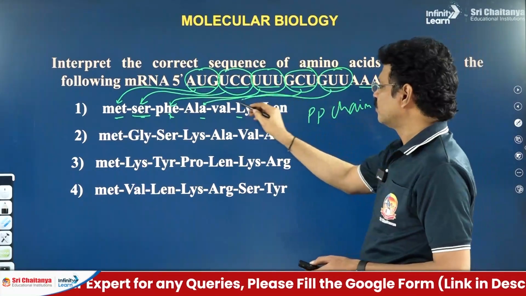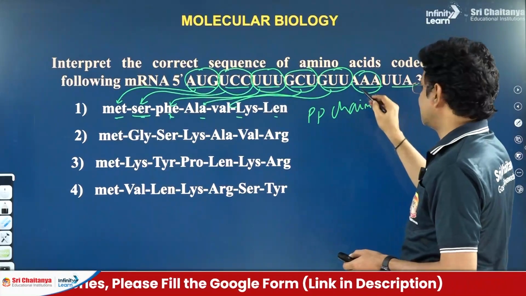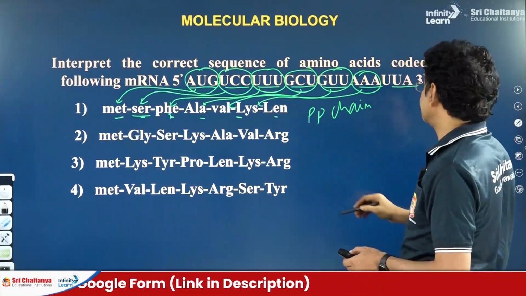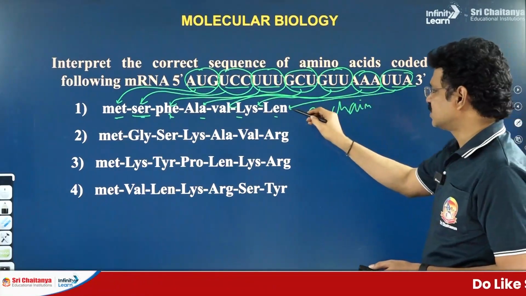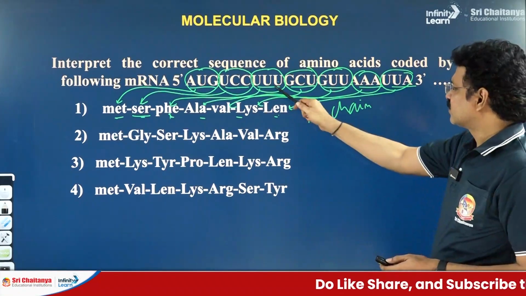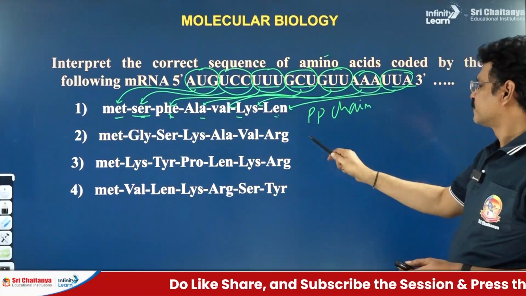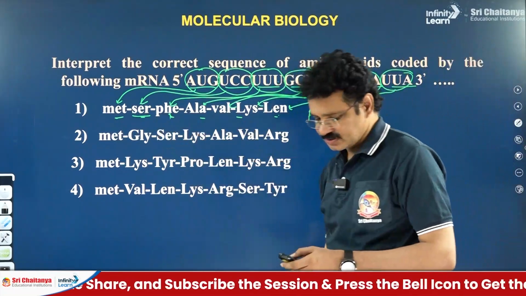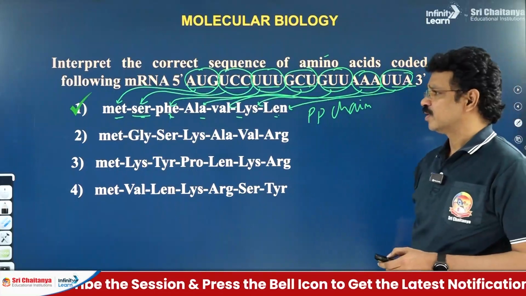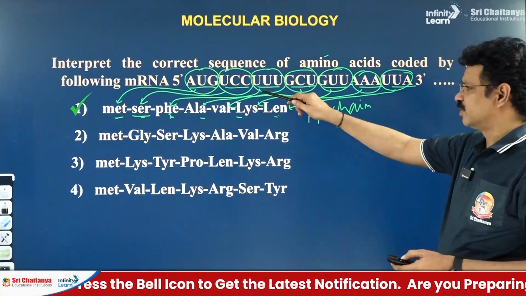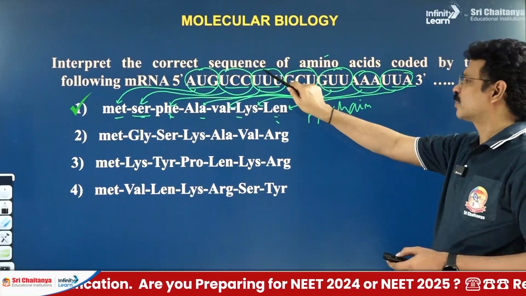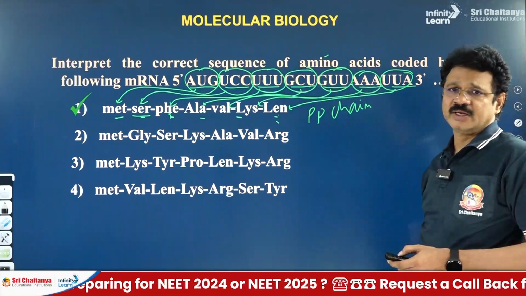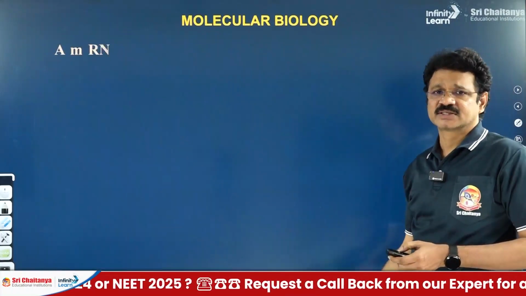GUU, valine; AAA, lysine; UUA, and one more codon also specifies this amino acid. So, by knowing the sequence of nucleic acids in mRNA, we can deduce the sequence of amino acids in the polypeptide chain. It is the relation between the amino acid sequence of the polypeptide chain and the triplet codon sequence of mRNA. That is nothing but translation.